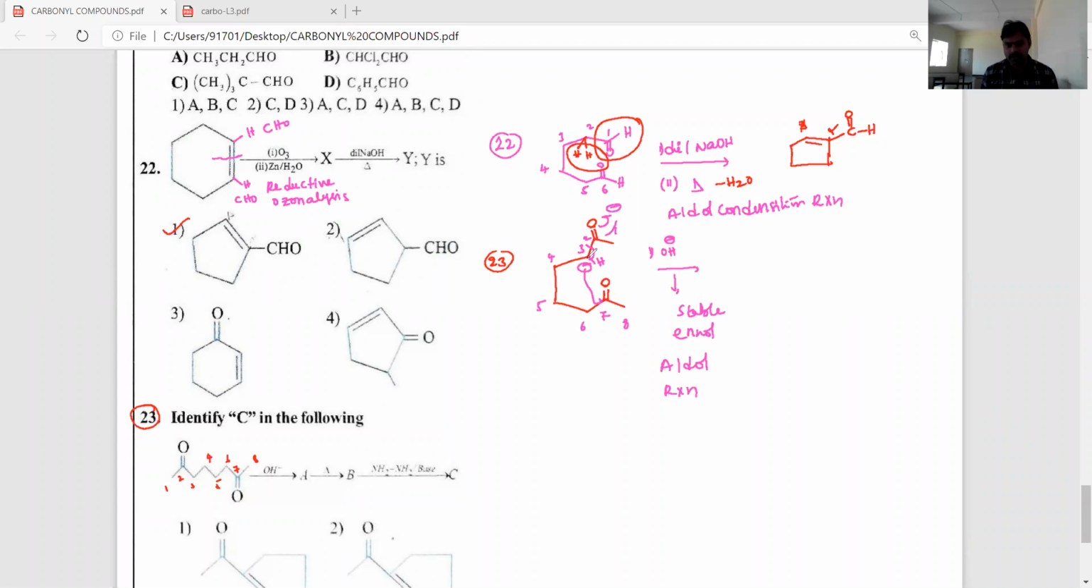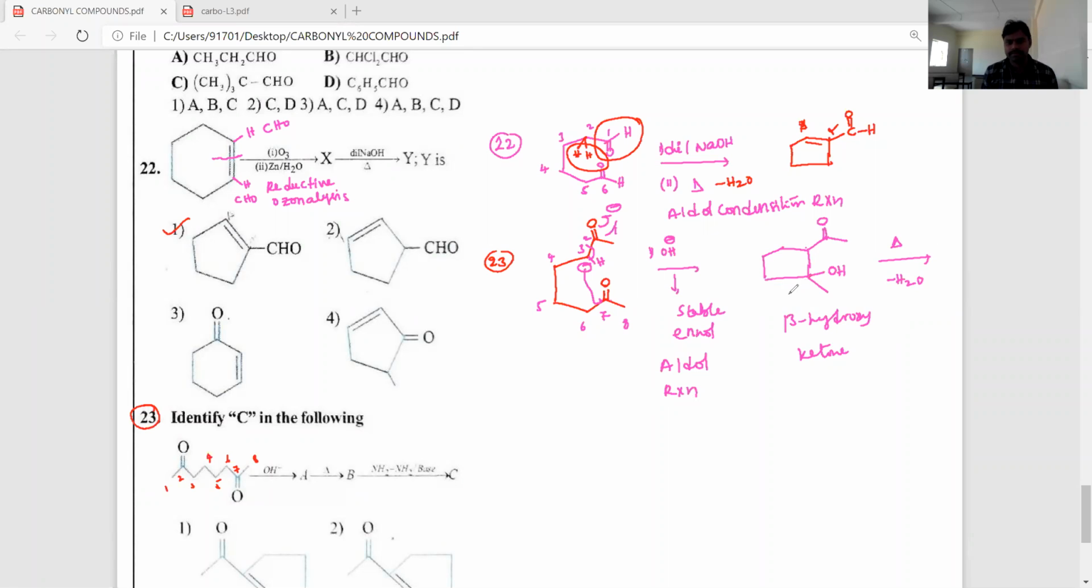Now, what is the cyclic ring, dear students? 1, 2, 3, 4, 5-membered cyclic ring will be obtained. So this 5-membered cyclic ring is forming. In the 5-membered cyclic ring, a C double bond O is present. This is alpha and beta. A beta hydroxy ketone is present. This is a beta hydroxy ketone. Now on further heating, loss of a water molecule forms an alpha beta unsaturated carbonyl compound.